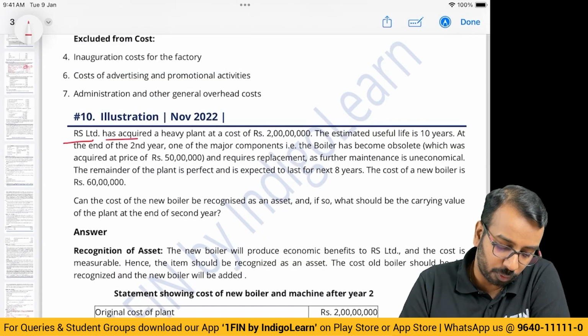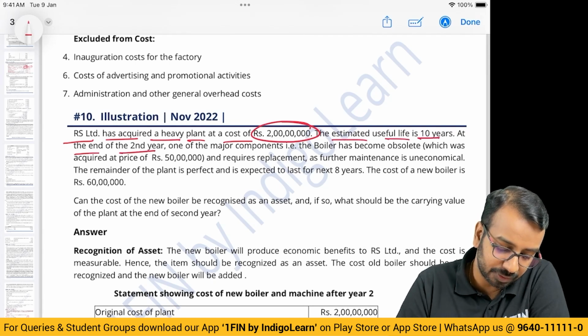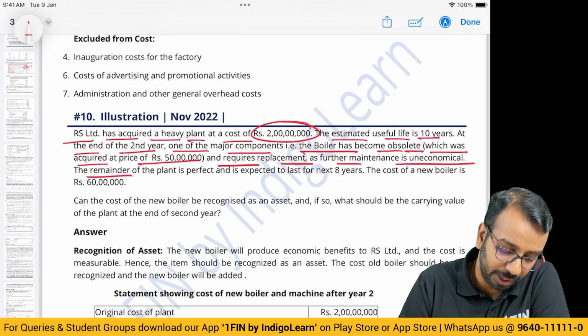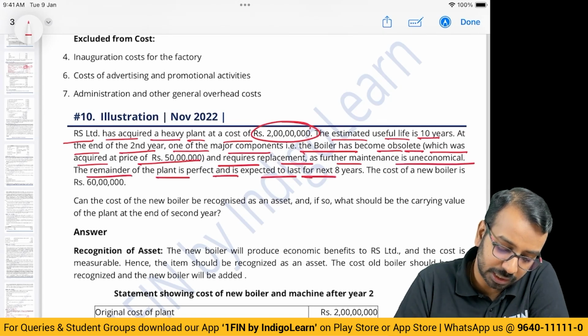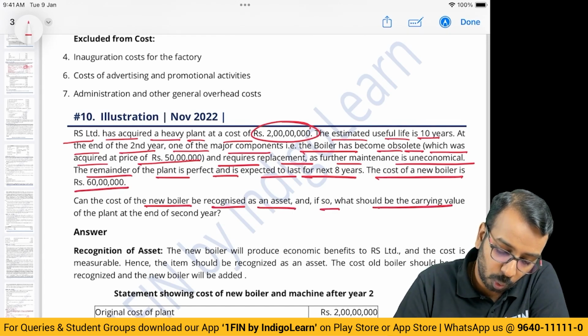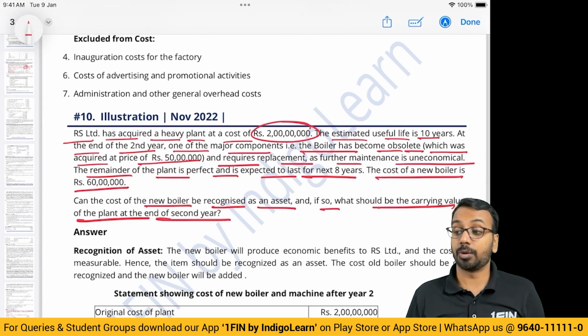RS Limited has acquired a heavy plant at a cost of 2 crores. Estimated useful life is 10 years. At the end of second year, one of the major components, that is the boiler, has become obsolete, which was acquired at the price of 50 lakhs and requires replacement as further maintenance is uneconomical. Remainder of the plant is perfect and is expected to last 8 years. The cost of new boiler is 60 lakhs. Can the cost of new boiler be recognized as an asset, and if so, what would be the carrying value of the plant at the end of the second year? Now this is a very good question.